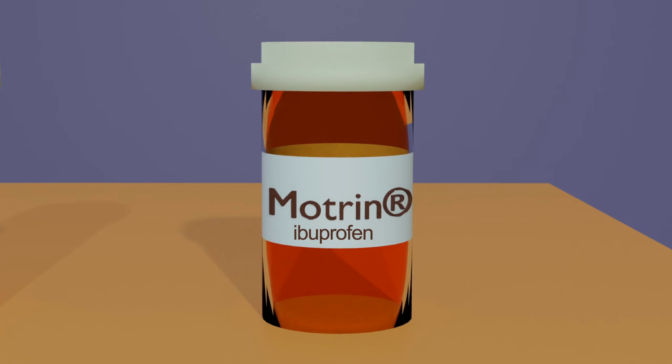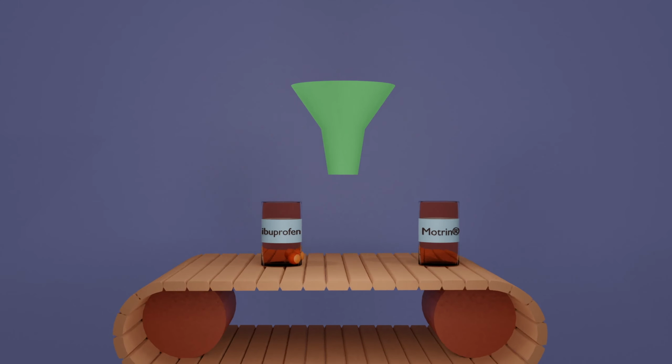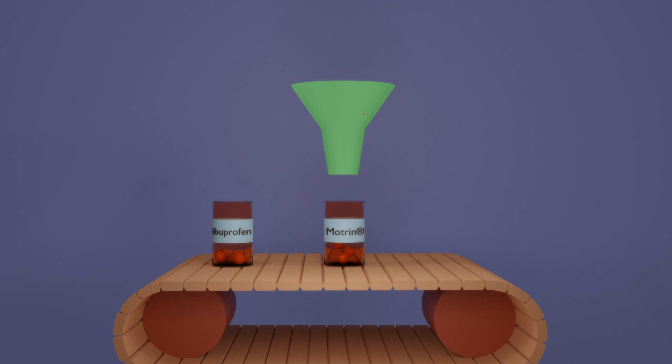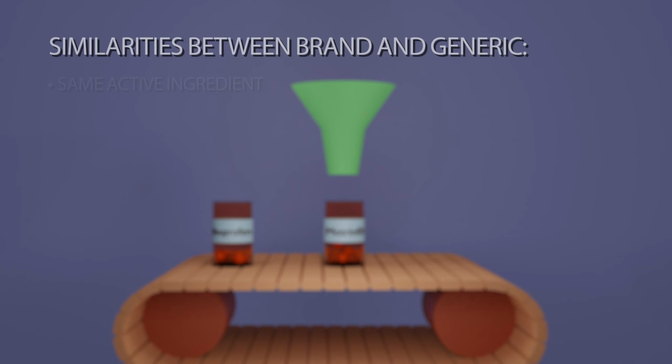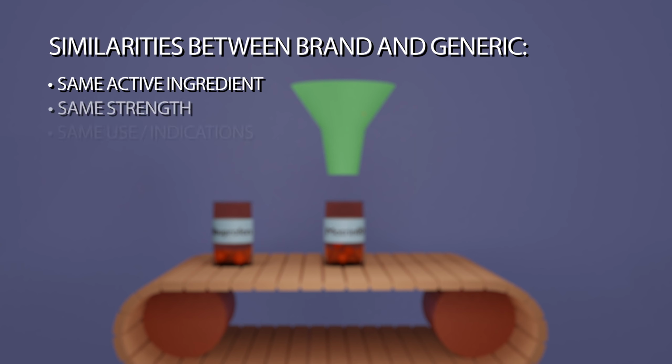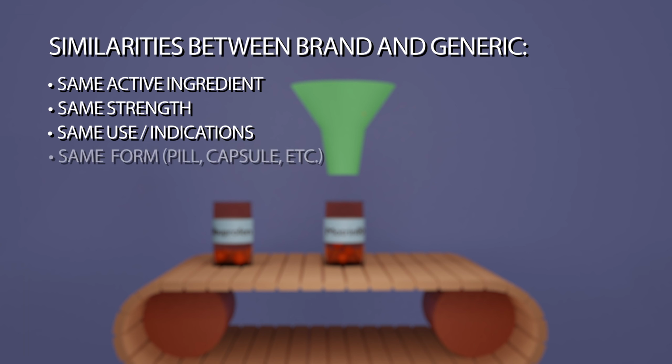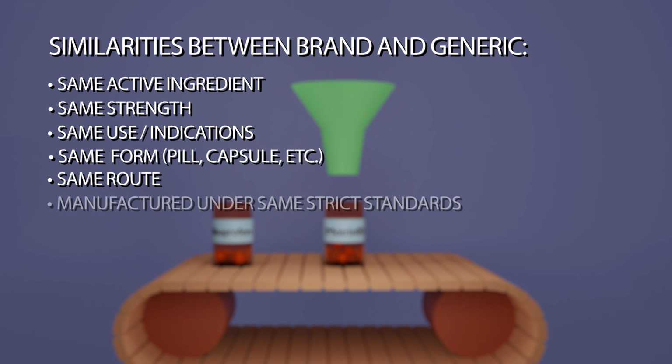in a smaller print. Now, let's talk about similarities between brand name and generic drugs. Both of them have the same active ingredient, strength, use and indications, the same form, like a pill or capsule, the same route, and are manufactured under the exact same strict standards. They have the same bioavailability and the same bioequivalence.